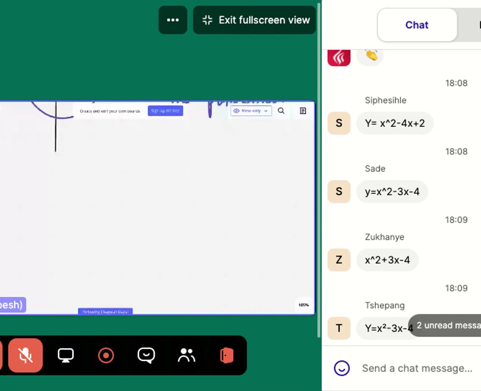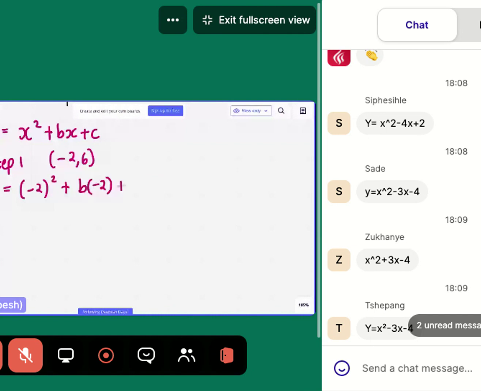I'm just going to move this right up. I'm going to write the equation again, just so we've got all the steps nicely put here. So the equation was y equals, not ax, it was just x squared plus bx plus c. And the first point I'm going to plug in is -2 and 6, right? So let's plug that in. It's going to be 6 equals -2 squared plus b times -2 plus c.